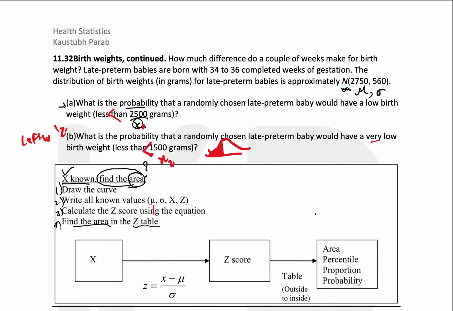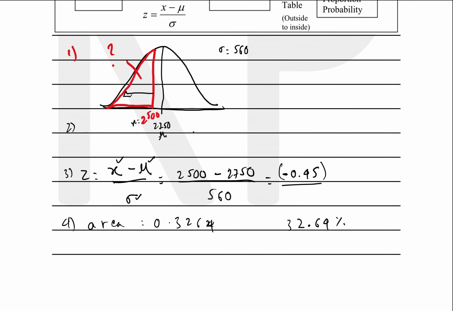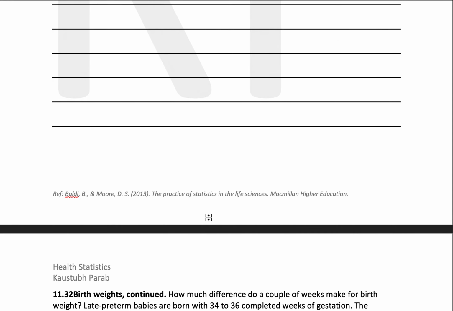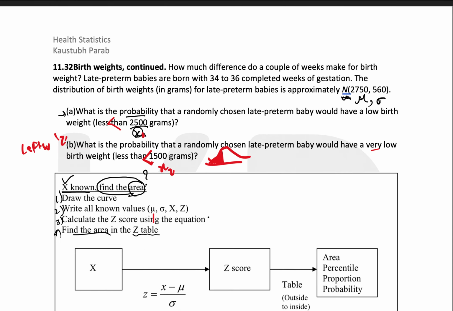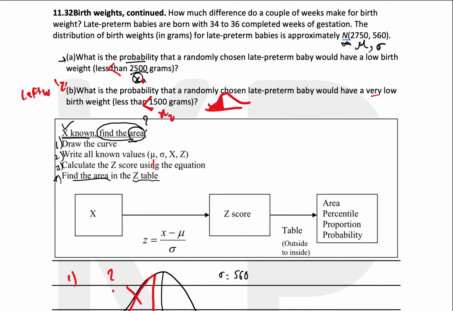But in this particular question, they have asked us probability, so you can keep it like that, 0.3264, and then you can write your final answer as 0.3264 is the probability that a randomly chosen late preterm baby would have low birth weight, less than 2,500 grams.